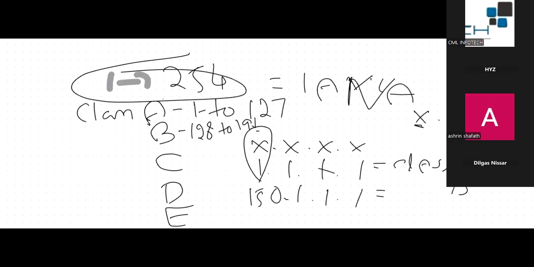And for the first octet, 2 raised to 0 is 1, not 0. Any doubts? You can put your doubts to me so that I can clarify them for you.